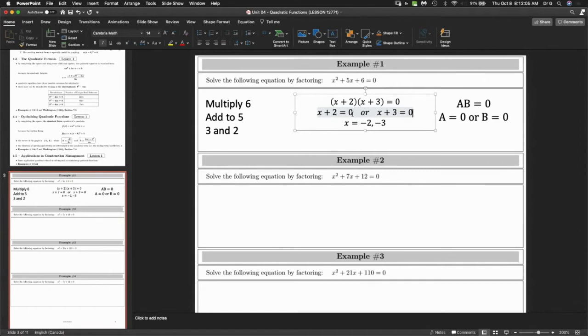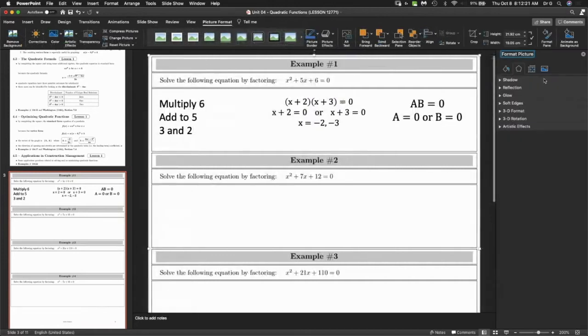And that's how you get the two answers, because then what you do is you move the 2 over to get -2, or you move the 3 over to get -3. So that's why they're the opposite signs. This is a very common pattern that obviously falls through the cracks.